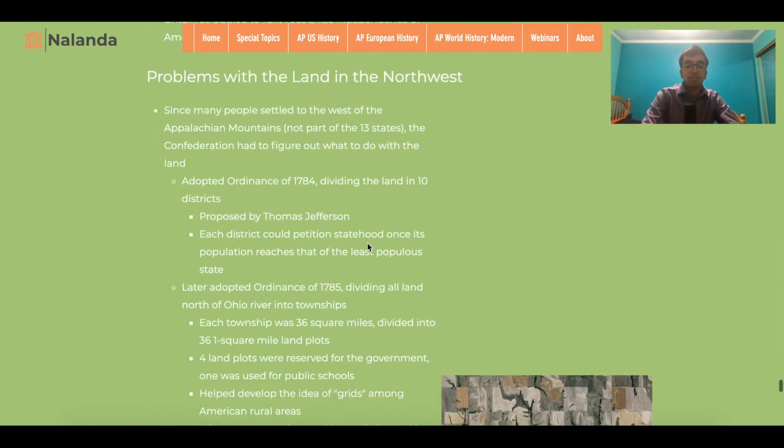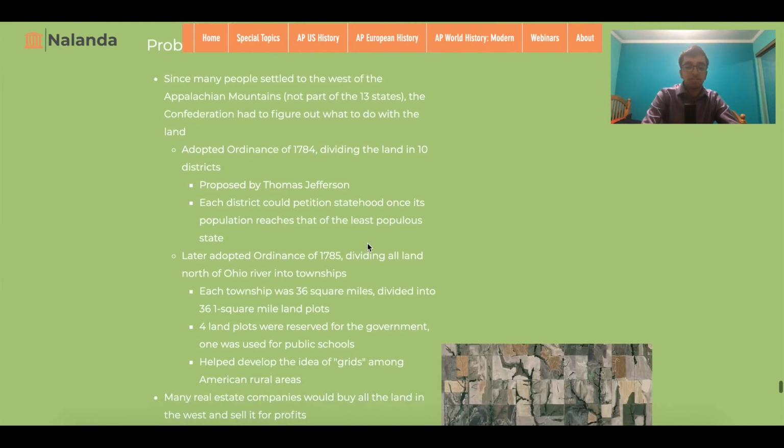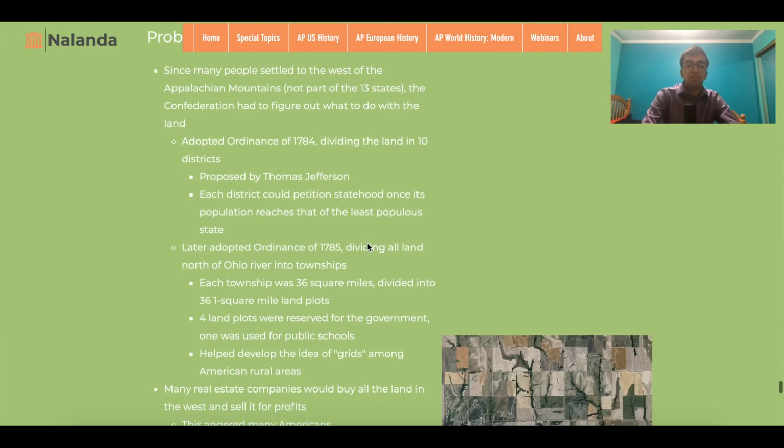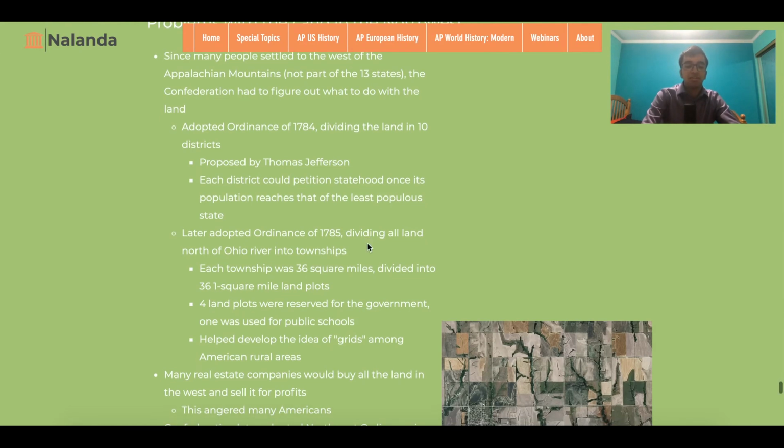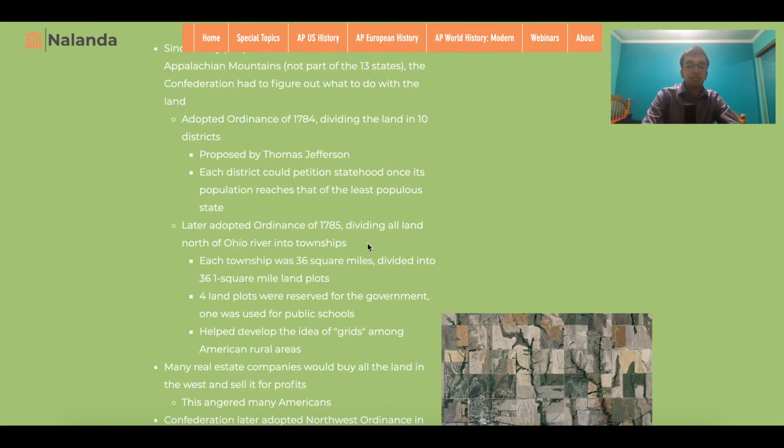Another problem was dealing with all the land west of the Appalachian Mountains. Many people settled there, and in the Ordinance of 1784, this land was divided into 10 districts, each of which could petition for statehood once its population reached a certain amount. In the Ordinance of 1785, the land was divided into 36 square-mile grids called a township, each with 36 plots of 1 square mile. Each township had one city center and one public school. This organization of land still exists today.